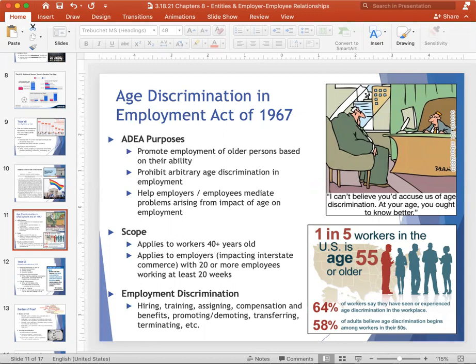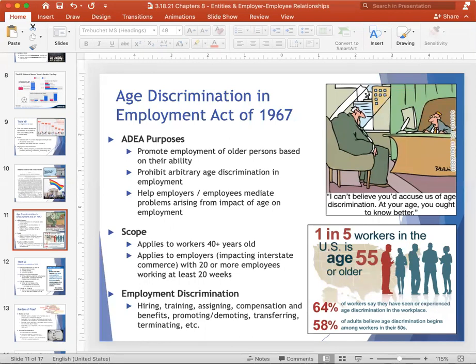So the ADEA came about in 1967, and it protects employees and job applicants who are 40 years of age or older from employment discrimination based on age. You'll see on this slide the various purposes of this particular law, which is to promote employment of older persons based on their ability and not based on their age, and to prohibit age discrimination within employment contexts, as well as to help employers and employees mediate potential problems that arise from just the general impact of age and how to navigate providing reasonable accommodations for these employees.